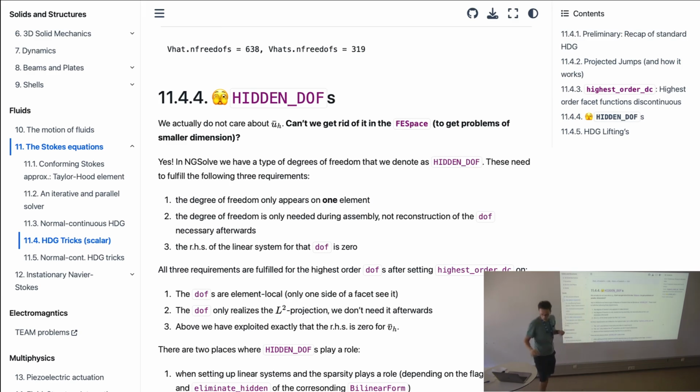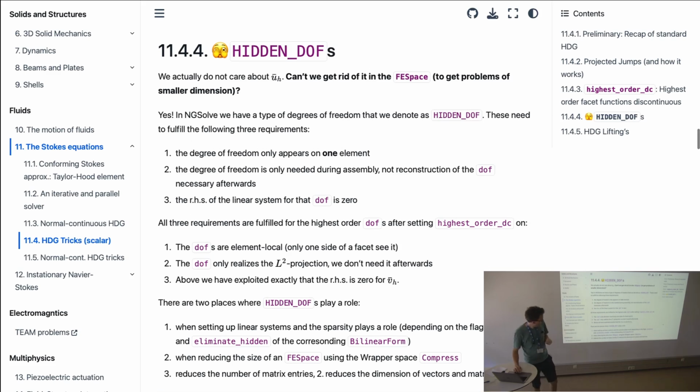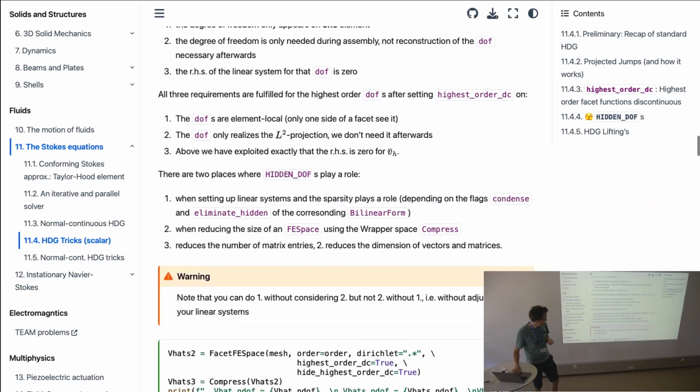There are some criteria that you need to have in order to make use of them. You need degrees of freedom that only appear on one element, so there's no involvement of neighbors. You only need them during assembly, so no reconstruction later on. And also the linear system does not have any right-hand side related to these degrees of freedom. If you have this, then you can make use of that.